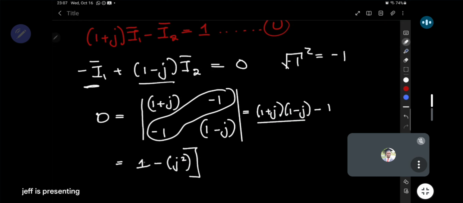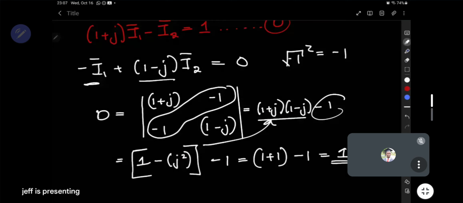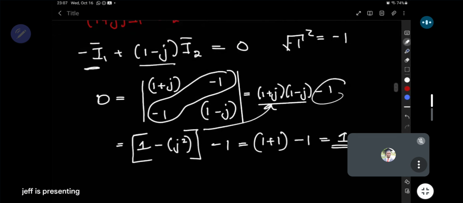But don't forget, this is just this part, but it also has the minus 1 outside. So this is just 1 plus 1 minus 1, which equals 1. So D there has come out as a 1.